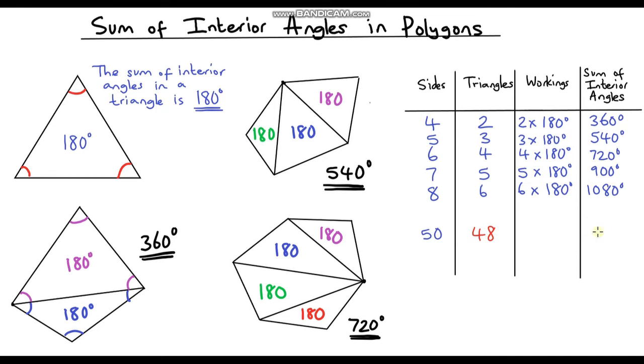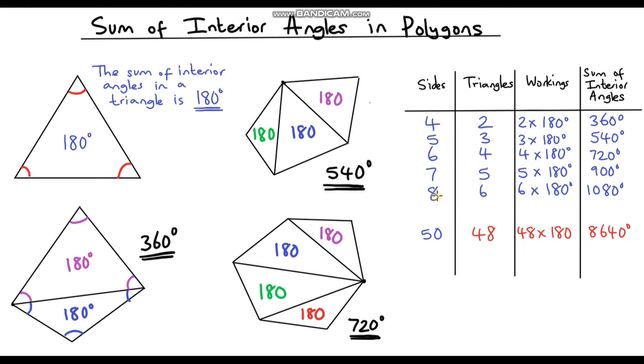To work out the sum of the interior angles, it's going to be 48 times 180, because we know that in each triangle, the angles sum to 180. If we've got 48 of them, it's going to be 48 times 180. And for this, yes, I think I will need my calculator. So 180 times 48, and we get 8,640 degrees.